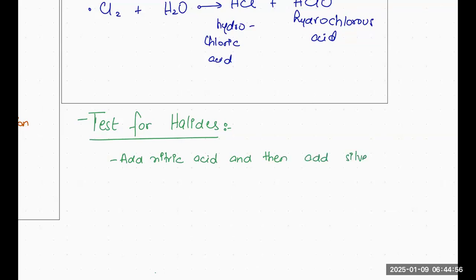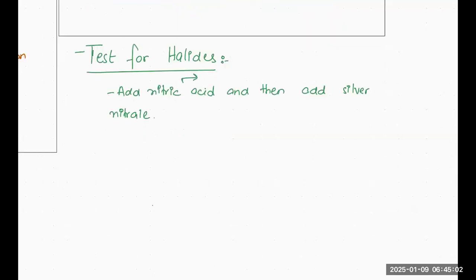Why do we add nitric acid? The examiners will ask you. The reason you add nitric acid is to remove any carbonate ions, right? If I give you a solution and I say, I think there might be a halide in this, can you please test it for me? You directly add silver nitrate.